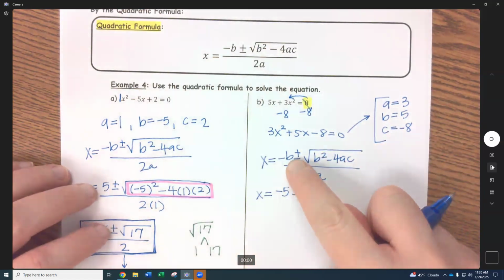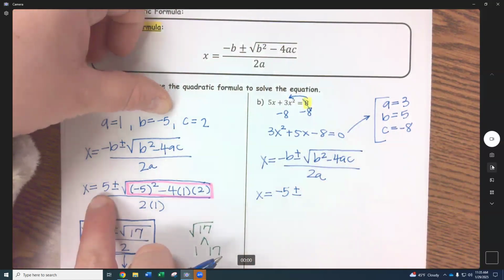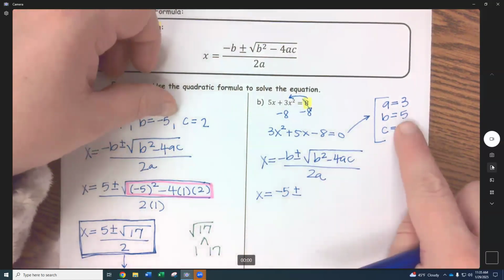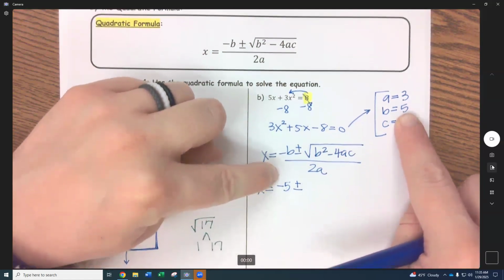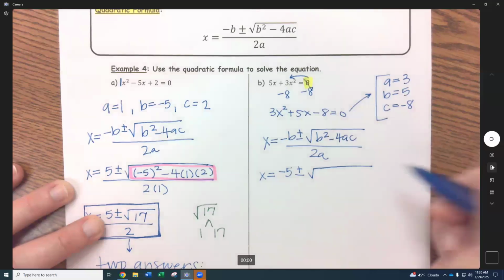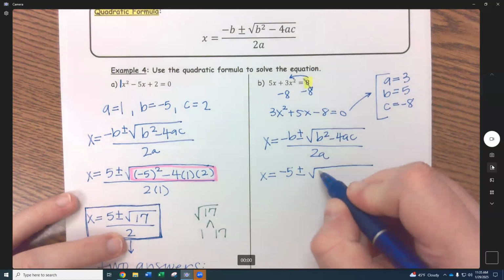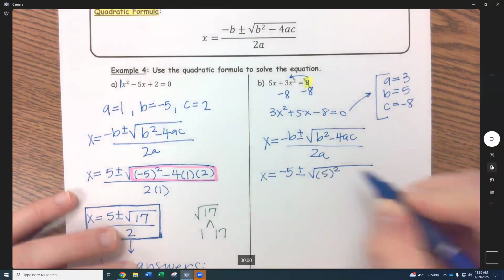That minus b means change the sign. So when my b is a -5, it becomes positive. When my b is positive, it becomes negative. That negative b means change the sign. Okay, so -b plus or minus the square root of b squared. So I'm going to do 5 in parentheses squared.